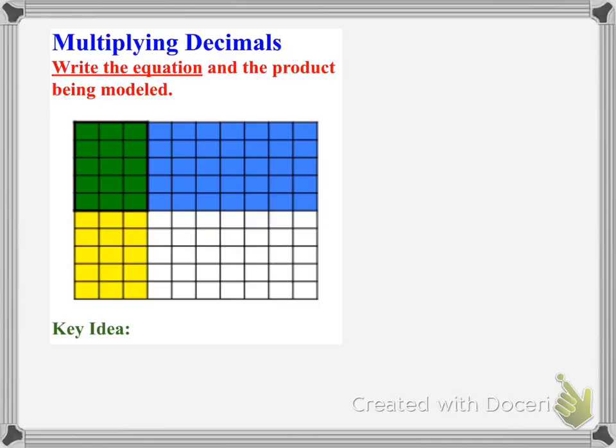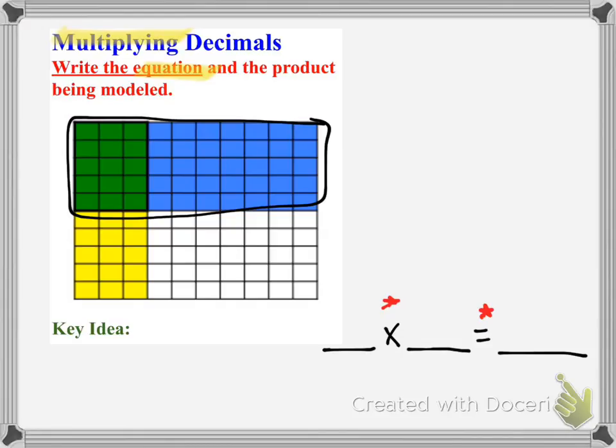The next problem we have is multiplying decimals, and we're going to write an equation for this multiplication of the decimals. So you can see here in this model, it's a little different than the one we had before, because now we have colors that are crossing each other. The first thing that we're going to write is something multiplied by something equals something, because we're looking at an equation. So the multiplication gives you a star, and the equal sign gives you a star.